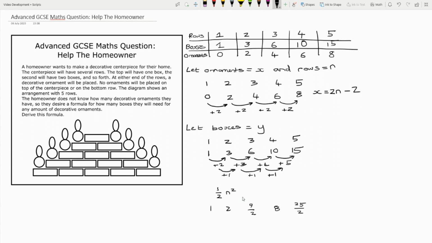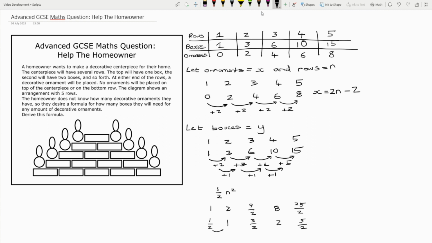Now the next thing we do is we subtract each of these terms from our quadratic sequence. So 1 minus 1 is 0, 3 minus 2 is 1, 6 minus 4.5 is 3 over 2, 10 minus 8 is 2, and 15 minus 12.5 is 2.5, which is 5 over 2. So now we have a linear sequence. Sorry, this should be a half, this one. So this one should be a half, because 1 squared is 1, times by half will be a half.